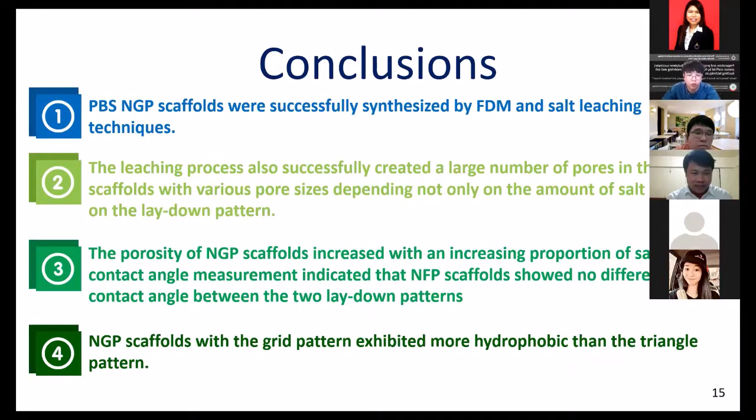For the conclusion of this research: the first one is that PBS NGP scaffolds were successfully synthesized by FDM and salt leaching techniques. Second, the leaching process also successfully created a large number of pores in the NGP scaffold with various shape and size, depending not only on the amount of salt, but also on the raster pattern. The third one is that the porosity of the NGP scaffold increased with the increasing proportion of salt.